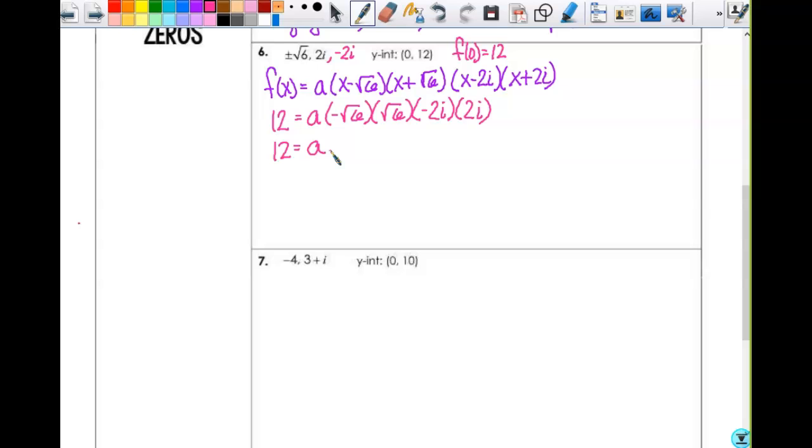So what is negative square root of 6 times the square root of 6? Negative 6, exactly. Anytime you multiply two square roots that are the same, you get the number that's underneath them. So this is just negative 6. Then when I multiply these, what's negative 2 times 2? That gives me a negative 4, right? What's i times i? That gives me i squared, which is what? Negative 1, exactly. So that means that I get 12 equals negative 24a. Then you should be able to finish this up.